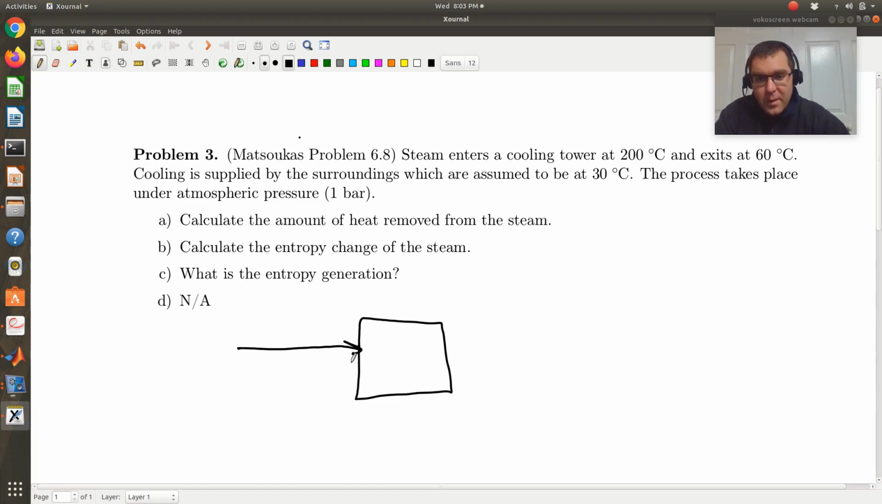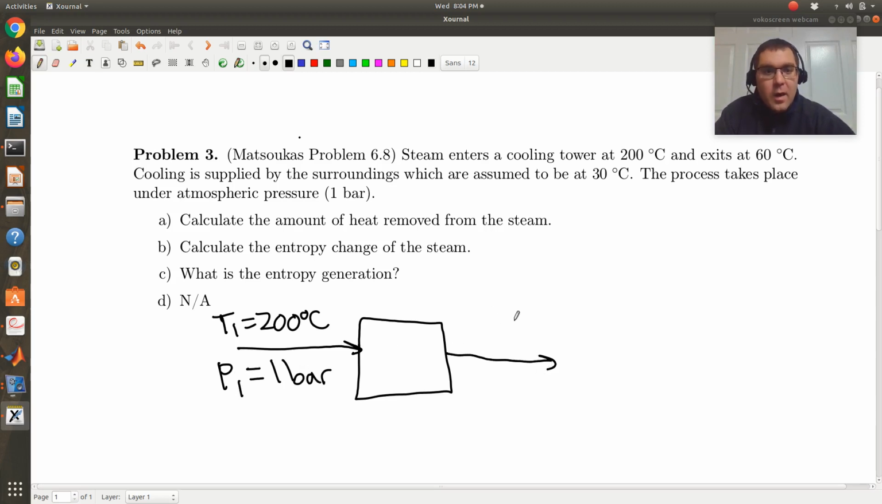I'm going to have some inlet to my cooling tower, which consists of steam, at T1 of 200 degrees C. And then we're told that this is taking place at atmospheric pressure. So I'm going to take P1 equal to P2 equal to P of the surroundings of 1 bar. Coming out, I'm going to have an exit stream. So now my steam's been cooled off, so now I'm at 60 degrees C. And then P2 is still going to be equal to 1 bar.